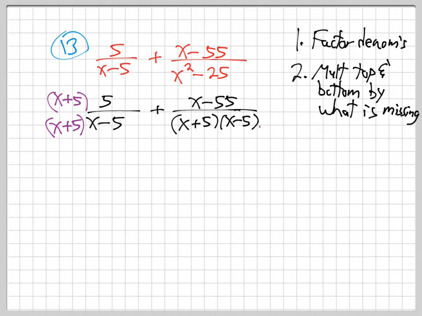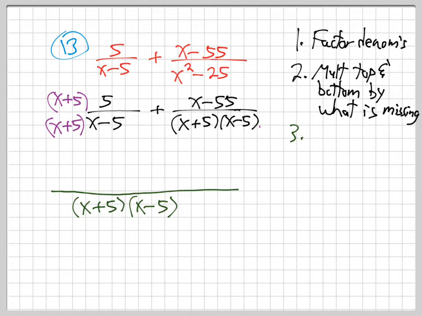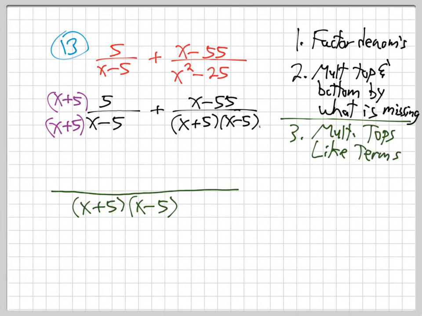Now notice that the bottoms are the same, aren't they? So we're done with the bottom, aren't we? I'm just going to draw one big bar now. And now it's all about the top. The work on the bottom is over. See how the first two steps are all about the denominator? Factoring the denominator, giving the denominator what he's missing. And now step 3 is multiply the tops and then do the like terms. It's all about the top now.